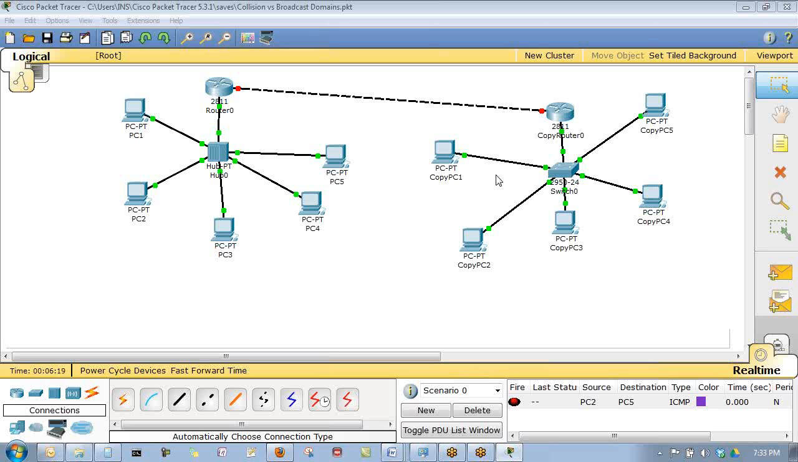Anybody ever heard of a broadcast domain? Anybody know what a broadcast domain is? Okay, I'm going to give you a little hint. Broadcast domains are always separated by a router. Okay? Broadcast domains are always separated by a router. So based on that definition, can you tell me how many broadcast domains I have in this diagram? How many routers do I have?